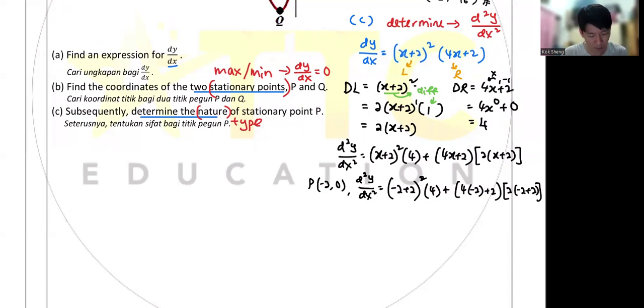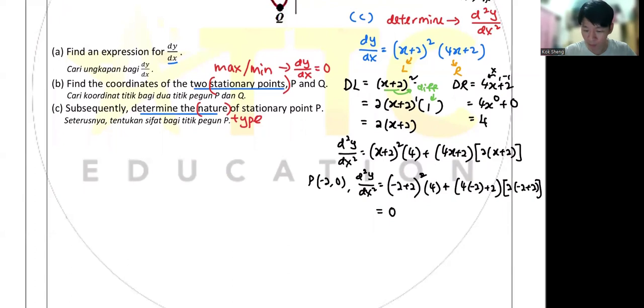Negative 2 plus 2 squared times 4, plus 4 times negative 2 plus 2, 2 times negative 2 plus 2. Hey, nice number, 0. Yeah. Okay, so now the type of the point for the P will be like this.